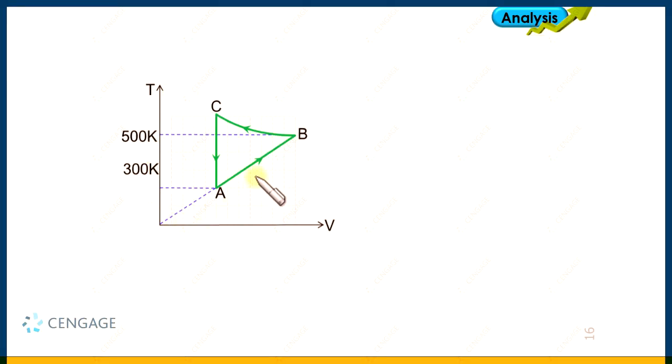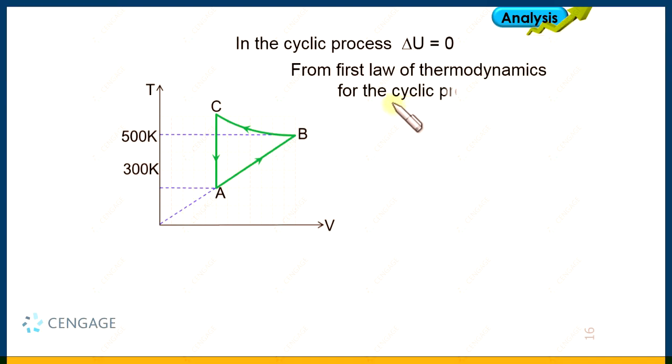You can observe here this is a cyclic process, and one very important concept about the cyclic process is the change in internal energy, that is delta U equal to 0. This is the very important property of the cyclic process. And we have the first law of thermodynamics. According to the first law, the heat added to the system Q is equal to delta U plus W, where delta U is the change in internal energy, and W is the work done by the gas, the work done by the system.